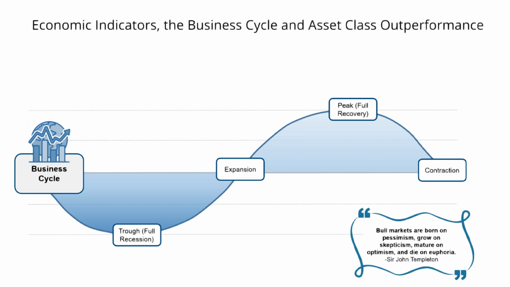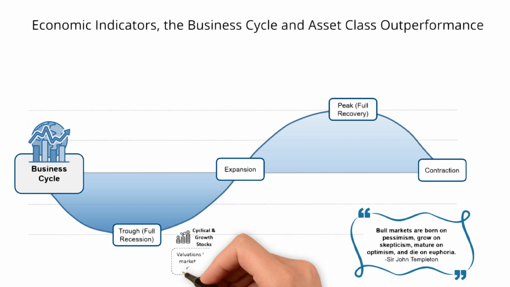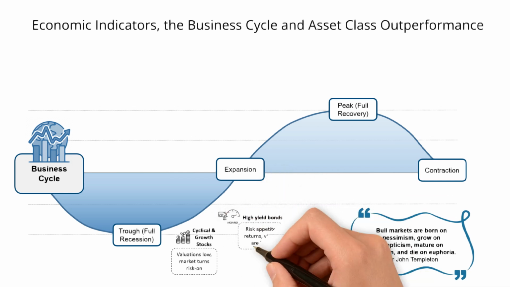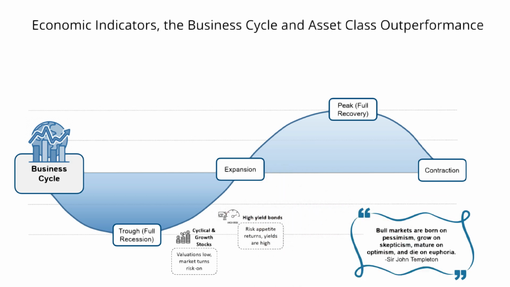What do we usually see in the markets? The stocks, and here especially cyclical and growth stocks, begin to recover as investors anticipate economic improvement. Commodities, especially oil, the demand for commodities picks up, and currencies, risk-on currencies, start to perform better as we can detect inflows from safe haven currencies. With regards to high-yield bonds, risk appetite returns and yields are high.